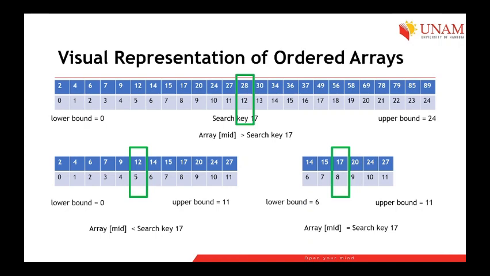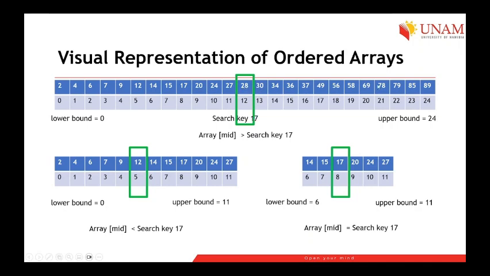If we look at the visual representation of this array, let's say that we have a lower bound. Initially, we have values that are stored from indexes 0 to 24, and these are the values. Our search key in this case is 17. The middle index is 12 because we have 24 indexes, and what we have here is 28. So if you compare 17 to 28, you see that 17 is less than 28.